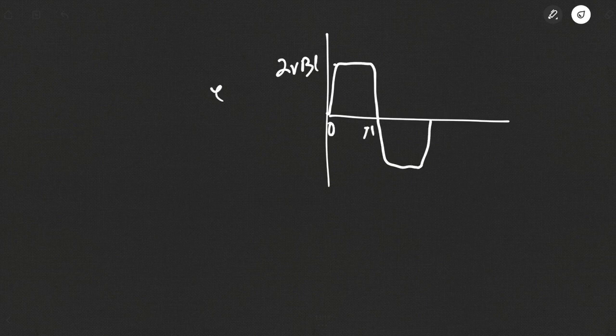E total with respect to theta. You'll see this is theta of the rotor from 0 to pi. The voltage will be 2 VBL. From pi to 2 pi, the voltage will be equal to minus 2 VBL. So we are actually talking about a DC machine, but you can see AC voltage is actually induced in the coils, or you can say the armature of a DC machine.